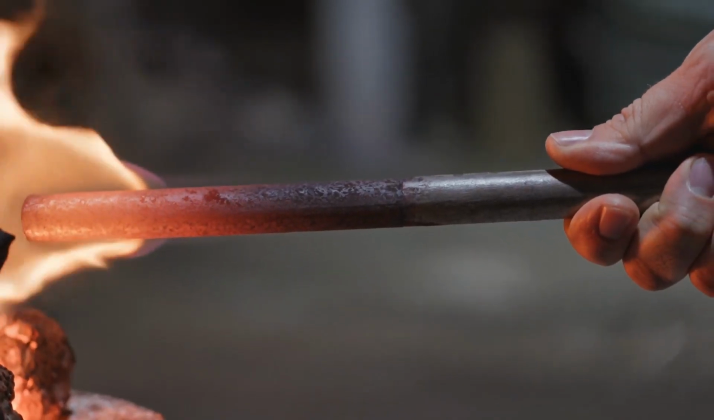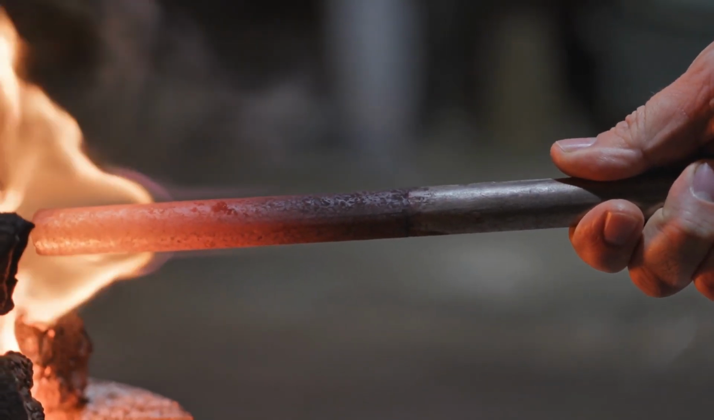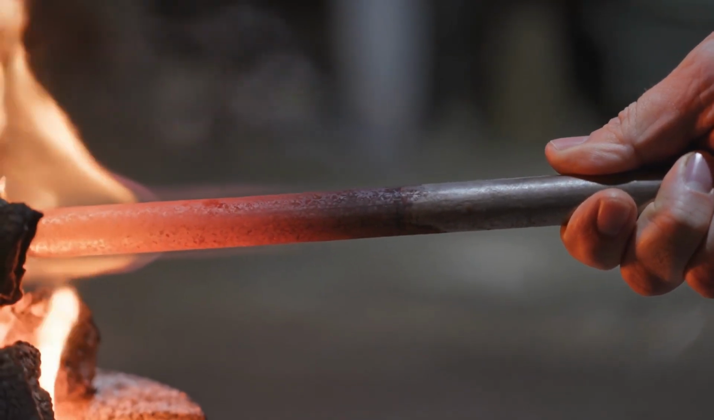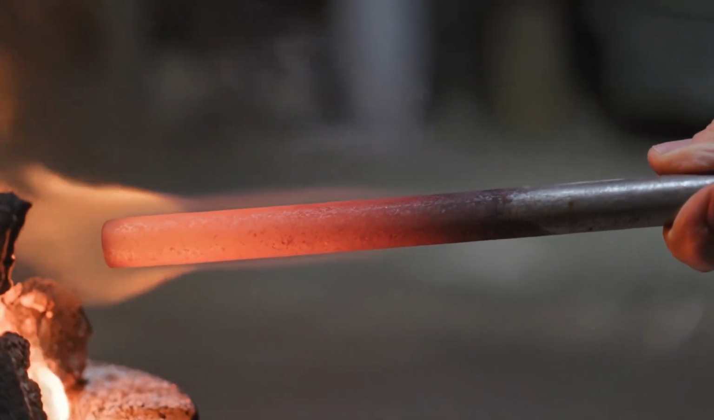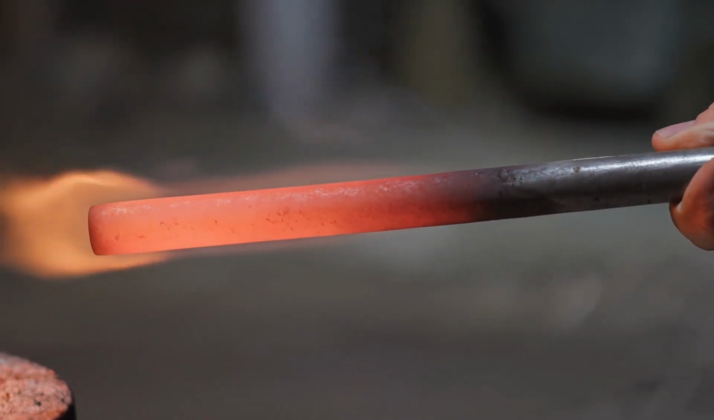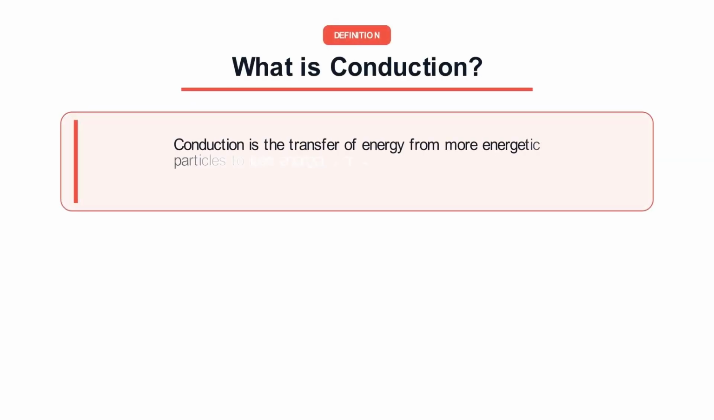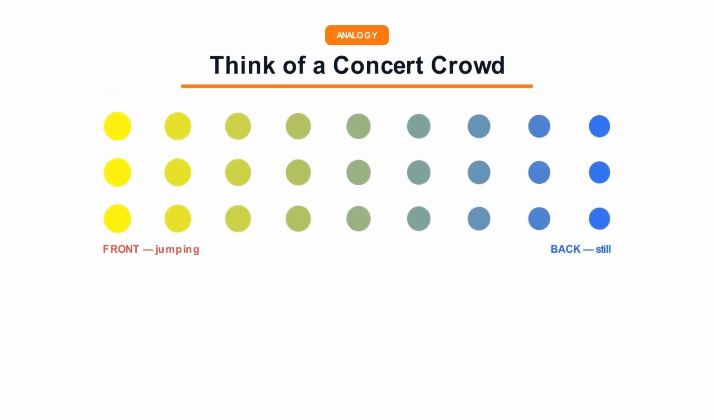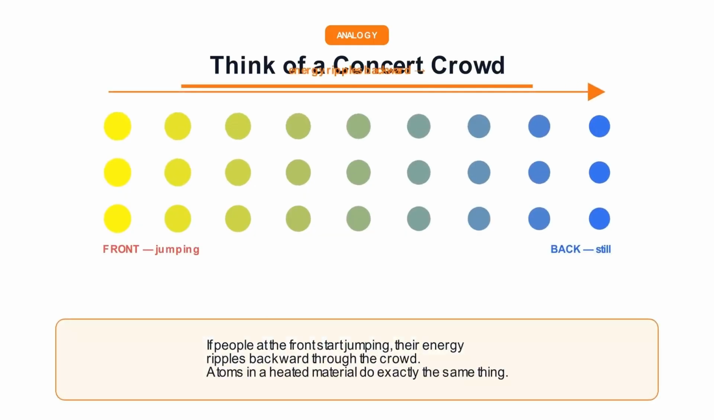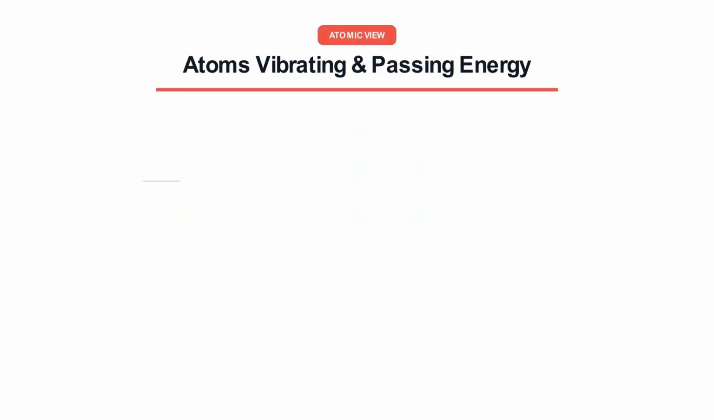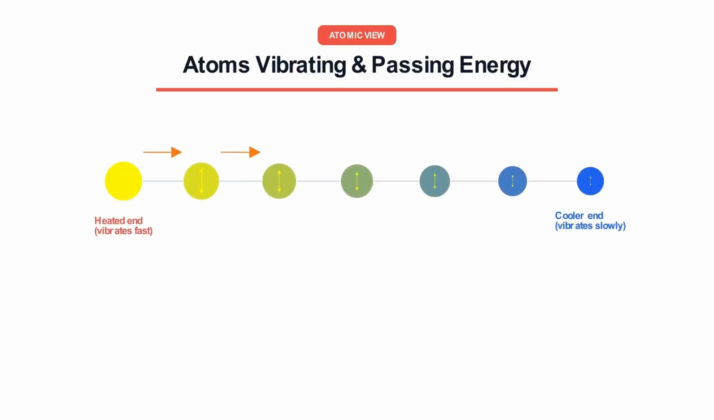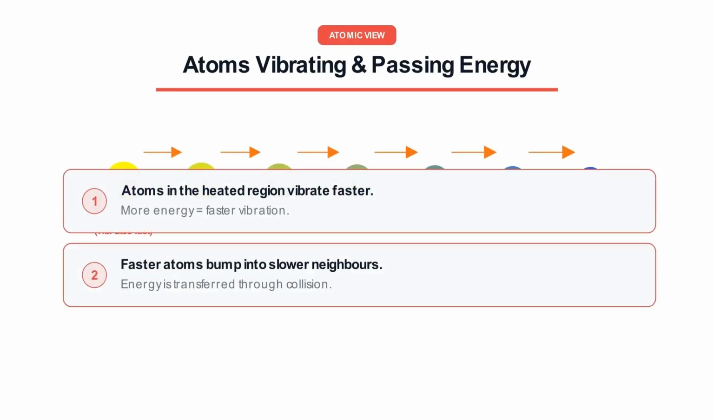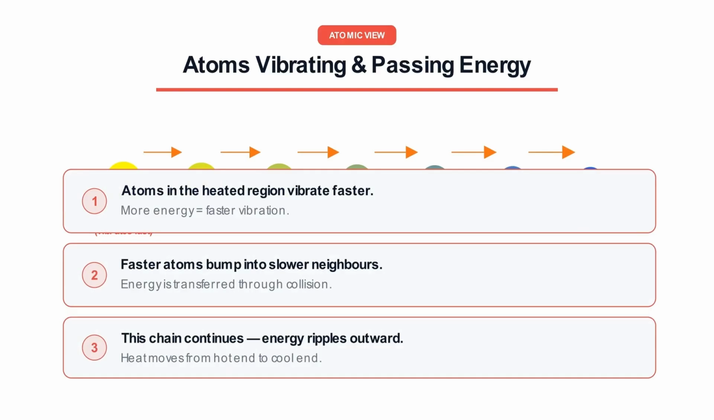Imagine you're holding one end of a long iron rod and the other end is placed directly in a fire. Within seconds, you feel the heat creeping towards your hand. That's conduction. Scientifically, conduction is the transfer of energy from more energetic particles to less energetic ones, simply because they're in contact and interacting with each other. Think of it like a crowd at a concert. If the people at the front start jumping, their energy ripples backward through the crowd. The atoms in a heated material do exactly the same thing. They vibrate faster, bump into their neighbors, and pass that energy along.